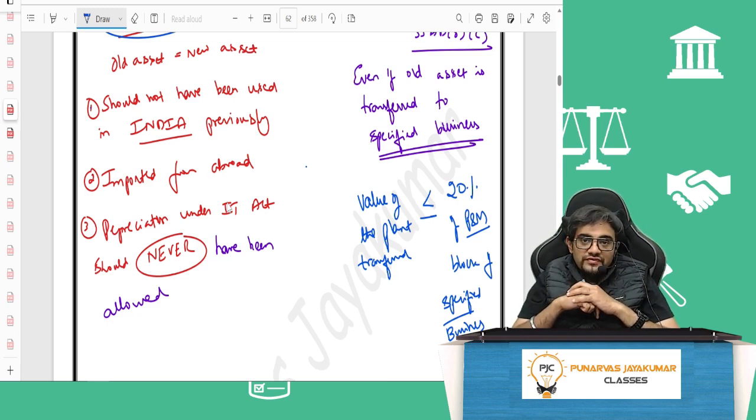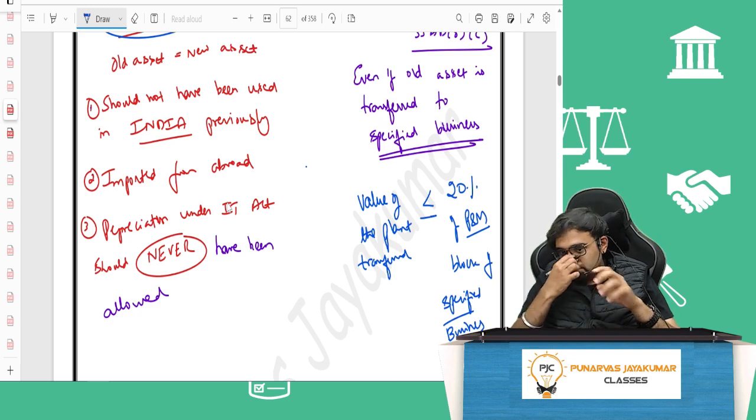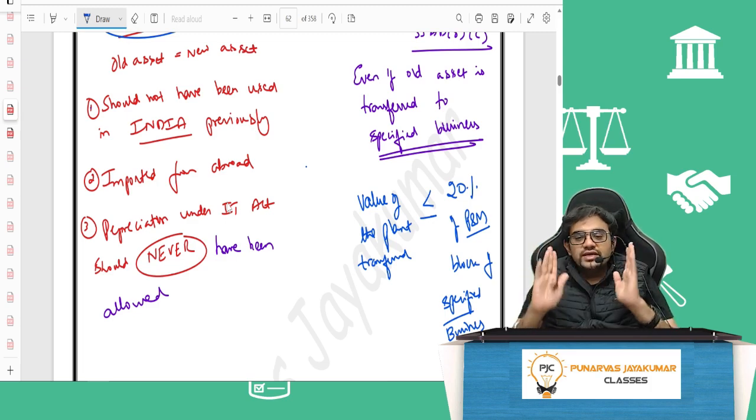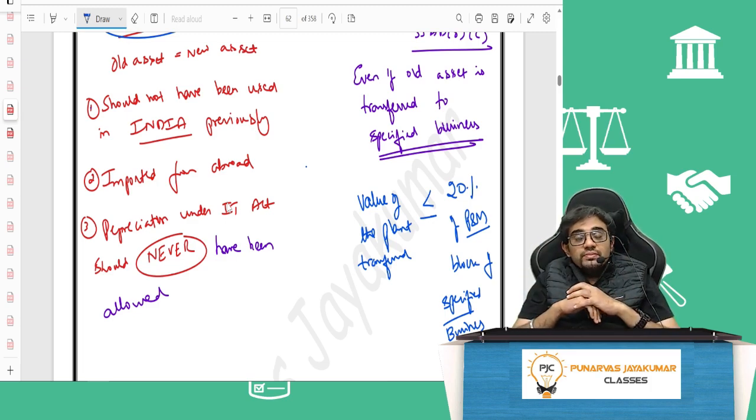So guys, even if it's an old asset, but if it's imported from outside India, then it will be taken as a new asset here. Logic I've discussed in regular batch. Here I don't have time, I'm sorry. Next, it should not have been used in India previously.